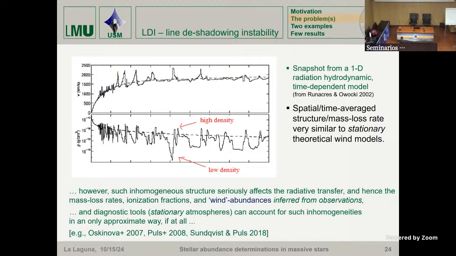But such an inhomogeneous structure seriously affects the radiative transfer, and hence all derived mass loss rates, ionization fractions, and wind abundances, which we would infer from observations if we used a smooth wind model. So we have in some way to account for these kinds of density and velocity field distributions. And this, at least at the moment, can be done only in a very approximate way, if at all. So there is a real problem. Since we do not know the real structure of these inhomogeneities, we do not know the exact wind structure, and therefore we cannot correctly derive the abundances.